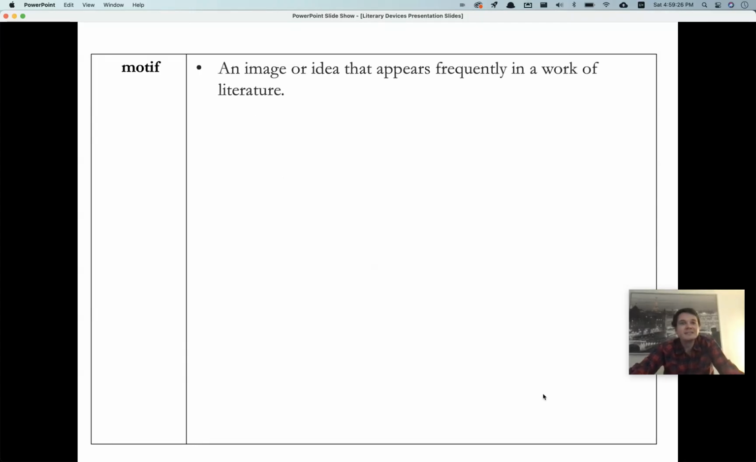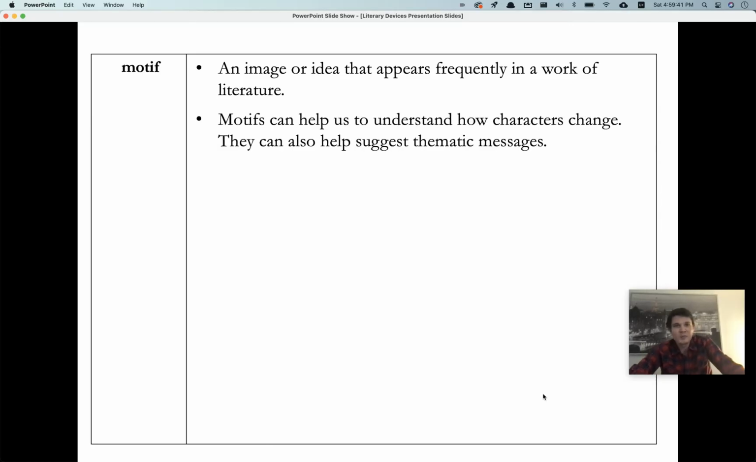All right, a motif. A motif, we mentioned this a little bit with Of Mice and Men, is an image or idea that appears frequently in a work of literature. It just keeps showing up over and over again in the story or the novel or the play. Motifs can help us to understand how characters change. They can also help suggest thematic messages. If we keep seeing the same reference to stars and the fact that people often believe the stars could tell the future or would spell out a person's fate or destiny, right? If we keep seeing those references, it might say something about what the author is trying to say about fate or destiny.